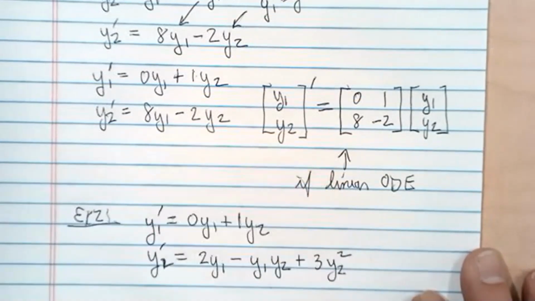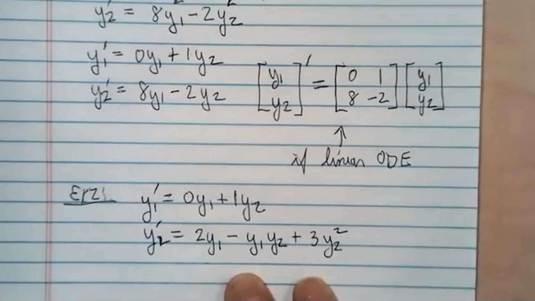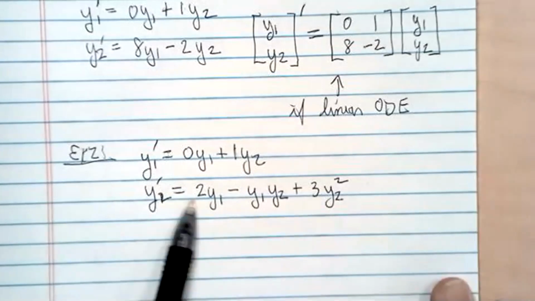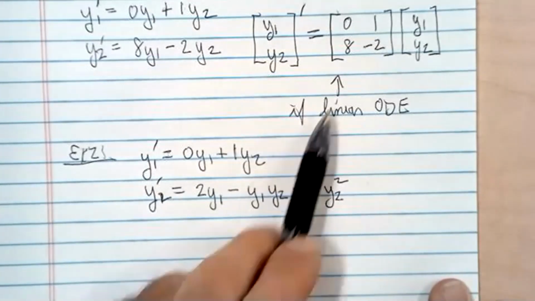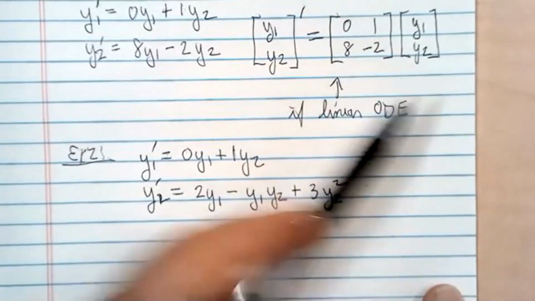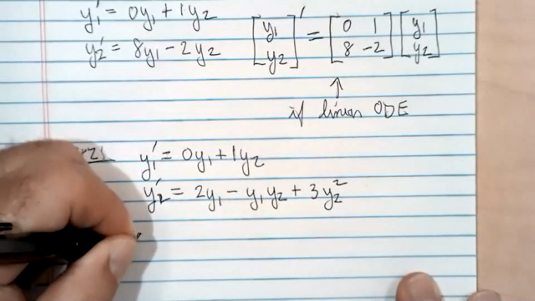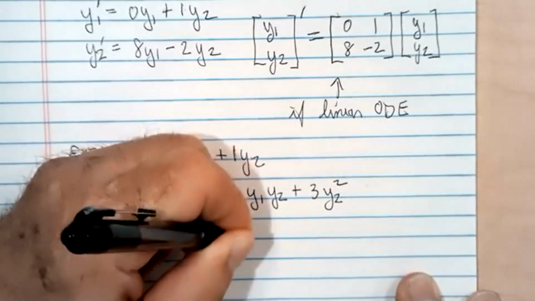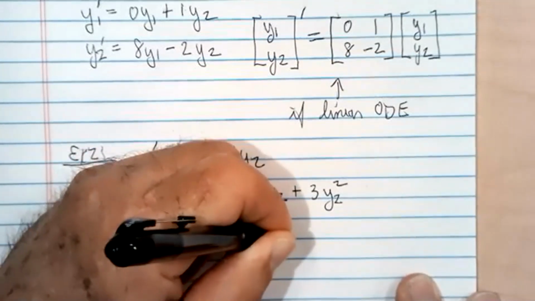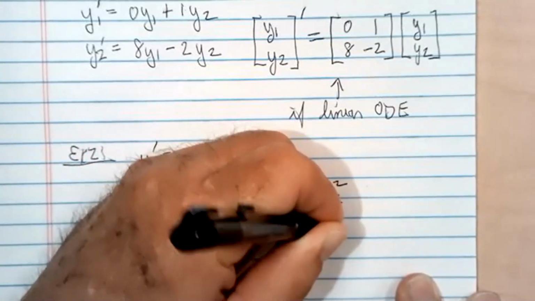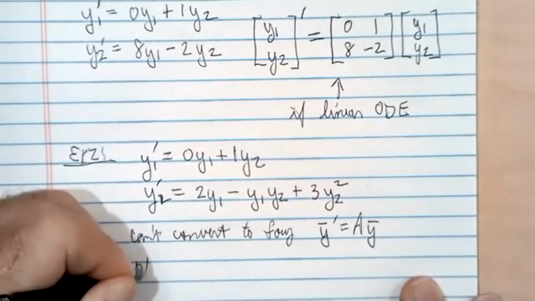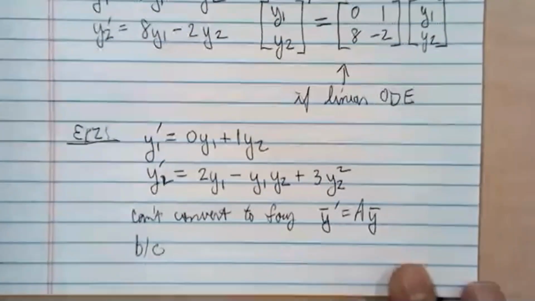3y2 squared. Well, this is crazy nonlinear, right? There is no way to convert this to a matrix multiplication form. So we can't convert to the form y bar prime equals A y bar because the equation is nonlinear.